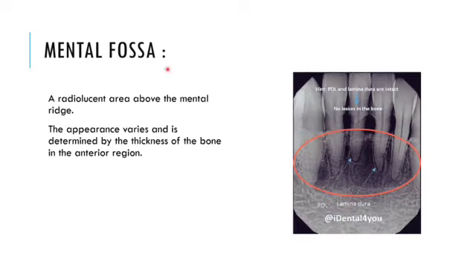Next is the mental fossa. The mental fossa is a radiolucent landmark which is above the mental ridge. The appearance varies and is determined by the thickness of the bone in the anterior region.